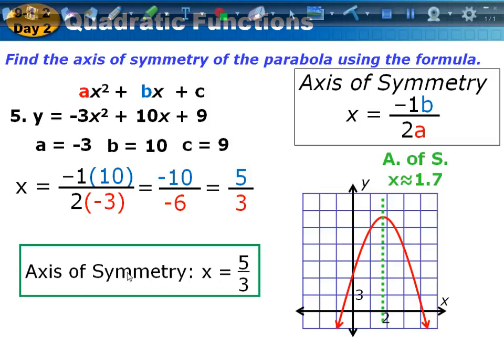So you can write axis of symmetry, or you can write A of S, x equals 5 over 3. You have to have the x equals there. You cannot say axis of symmetry is 5 over 3. It's the line x equals 5 over 3. So you have to have the x equals. Please make sure you have everything on this side of the page written before you move on.